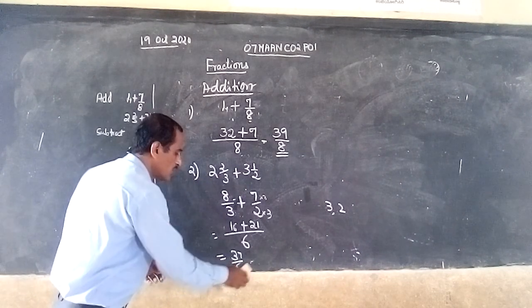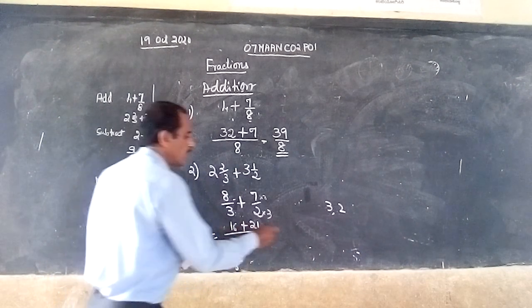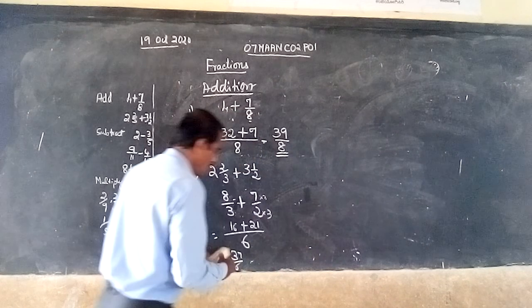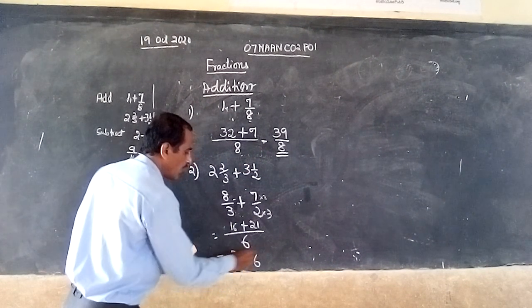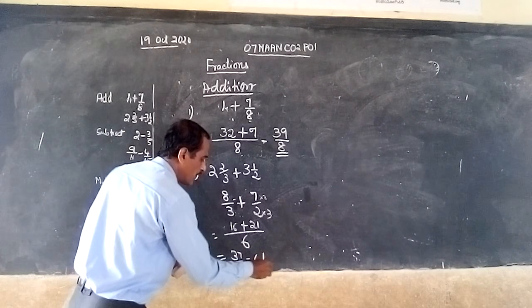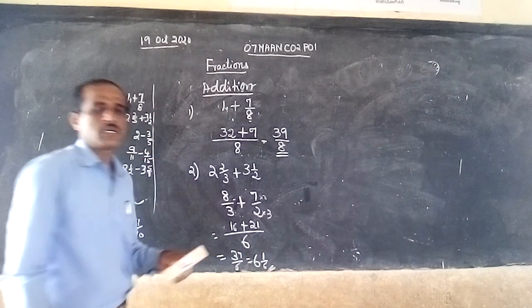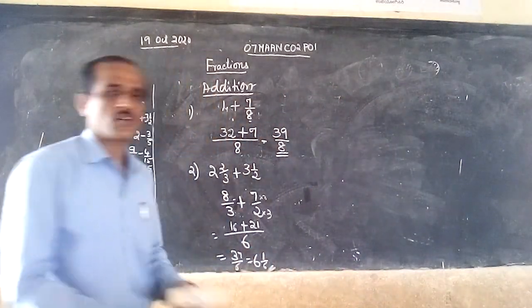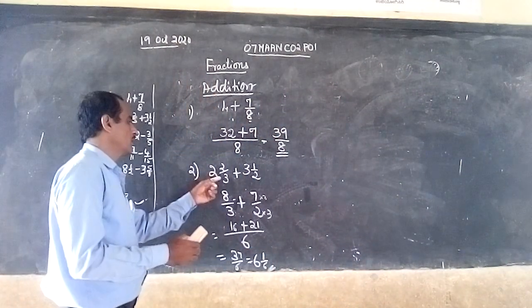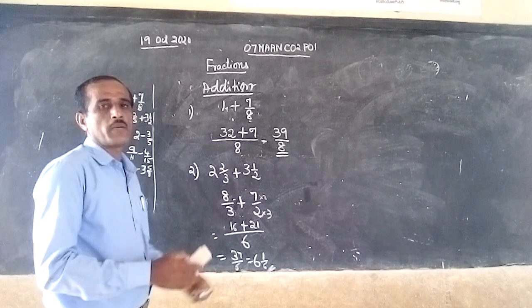If you convert this 37 by 6 to the mixed form, how to convert? 6 6s are 36, 1 remaining, divided by 6. So 6 1 by 6 is the mixed form of 37 by 6. So this is the answer of 2 by 3 plus 3 1 by 2.